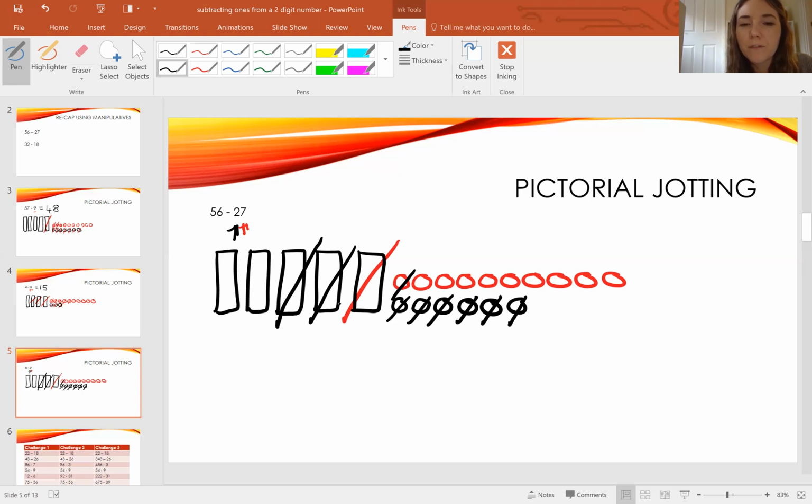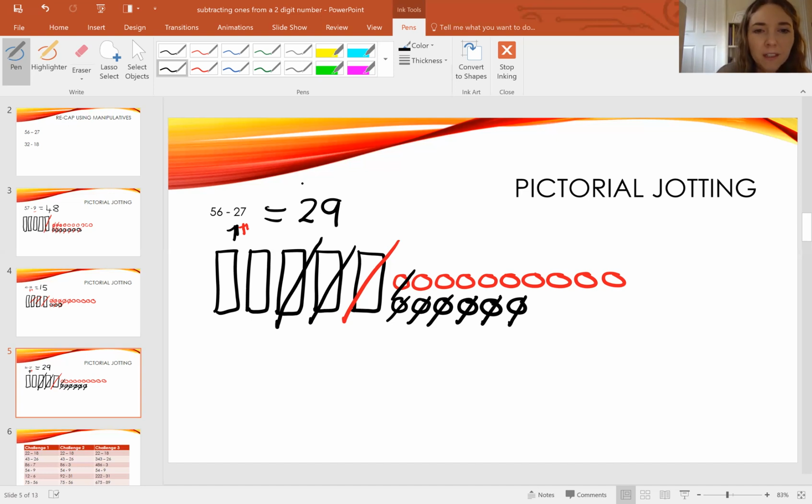Well done, because one of them was regrouped and the other 2 were subtracted. Okay, so how many 10s have we got left? 2. And how many 1s have we got left? 1, 2, 3, 4, 5, 6, 7, 8, 9. So the answer is 29. So that's how we use a pictorial jotting to be able to help us work out regrouping.